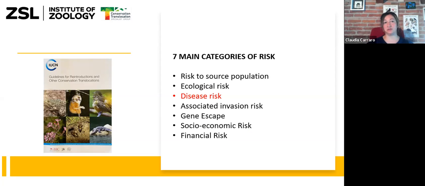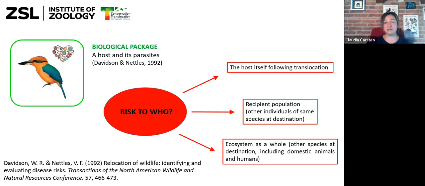In any conservation translocations, there are different risks, 7 main categories of risk. And the disease risk, which is the focus of this work, is one of these. Let's see now a little bit more in detail what the disease risk is.